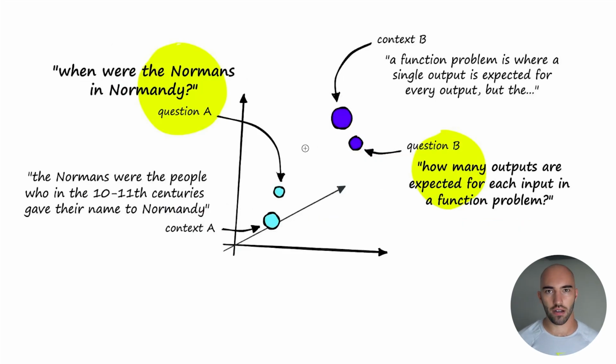Well, to train a retrieval model, we need pairs of text. So we need questions and relevant context. So that's what you can see here. We have question A, context A. They're both related and they both end up in the same sort of area. That's what we need to teach our retrieval model to do.